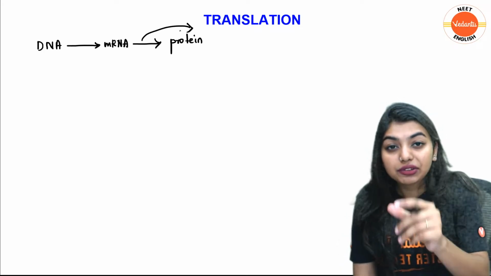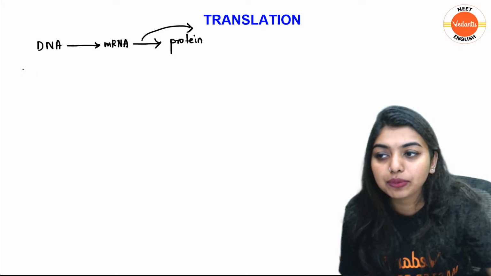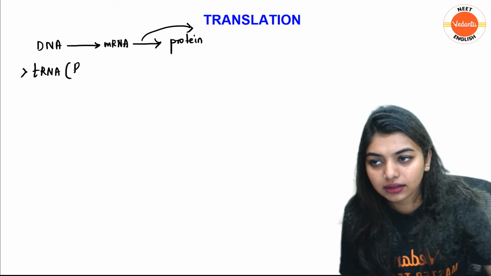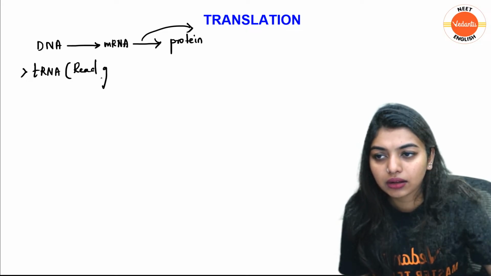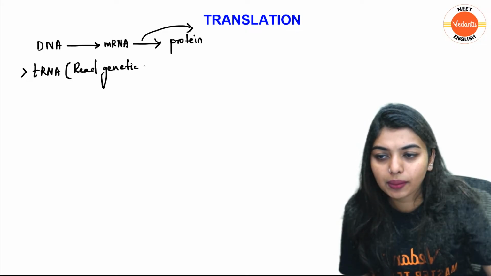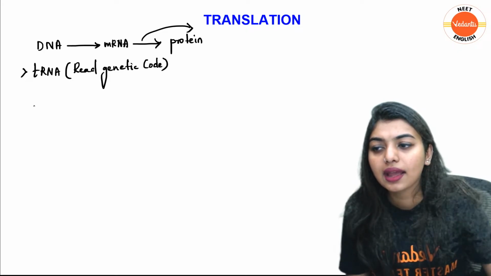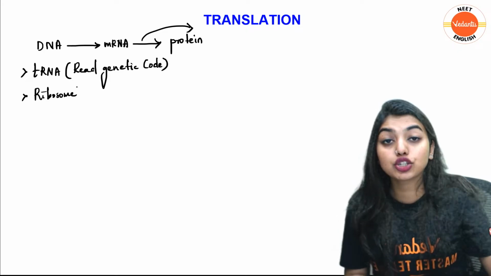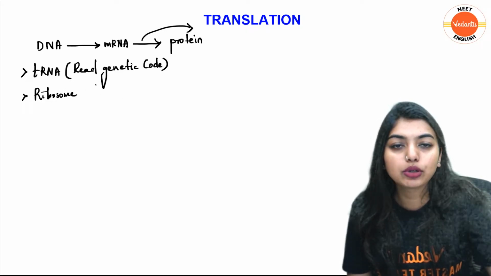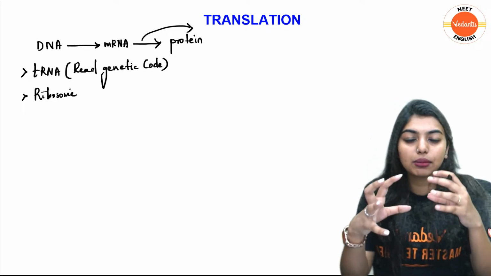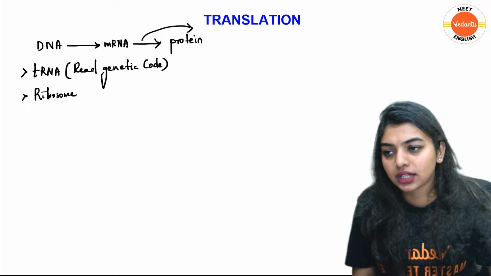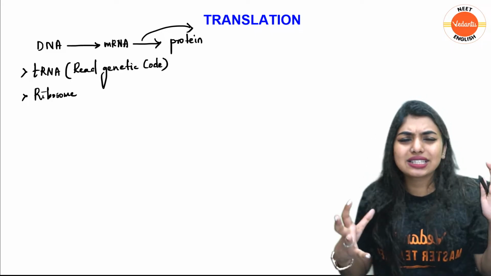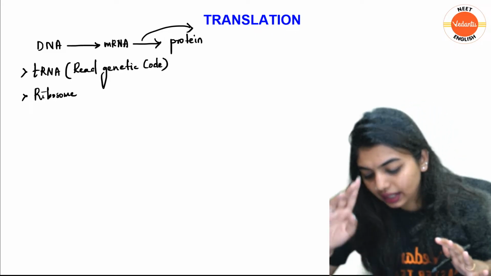This process of converting mRNA to protein will only happen with the help of our tRNA, which will read the genetic code, and with the help of the ribosome. They both will work together, right? This will entirely become a translational unit. Other than that, what do we need? We will need some enzymes, we will need some sites and all that. We will be learning that.